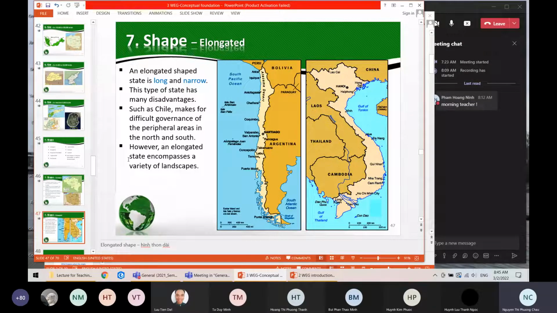That you see the advantages. However, an elongate state encompasses a variety of landscapes. A variety of landscapes means a vast variety of ecosystems and resources, more kinds of resources, but limited quantity. So long and narrow, what is the disadvantage? The first disadvantage we can see on the slide is that government is difficult to control because of the far, long distance.